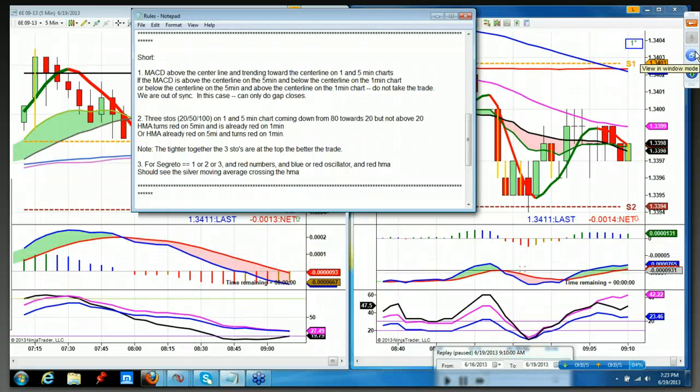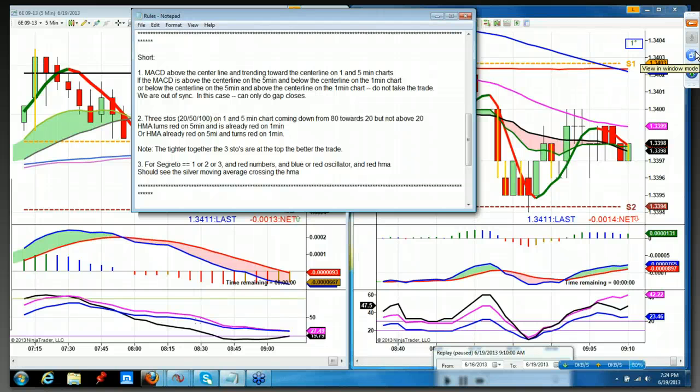So obviously, these guys right now are out of sync, so there's nothing to do. You want them in the same direction. And again, the rule is, if one is already through the center line and the other one isn't, then you're not in sync. If one is above and it's below on the other one, you're out of sync. Nothing to do. Sit on your hands.